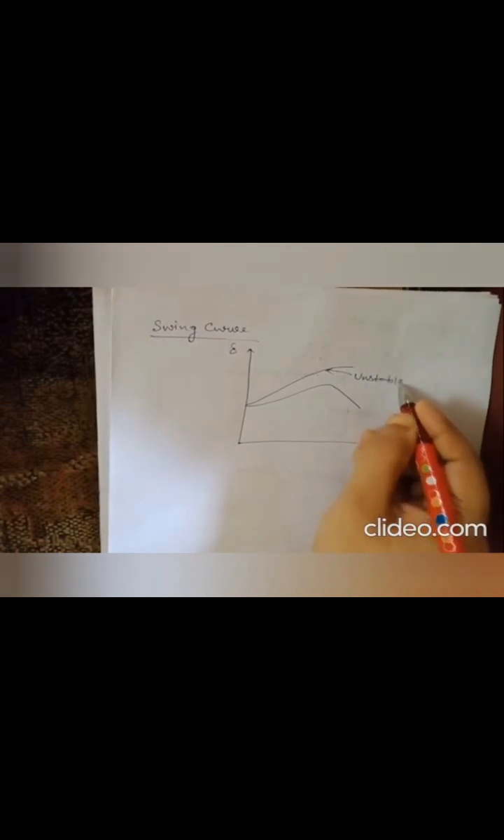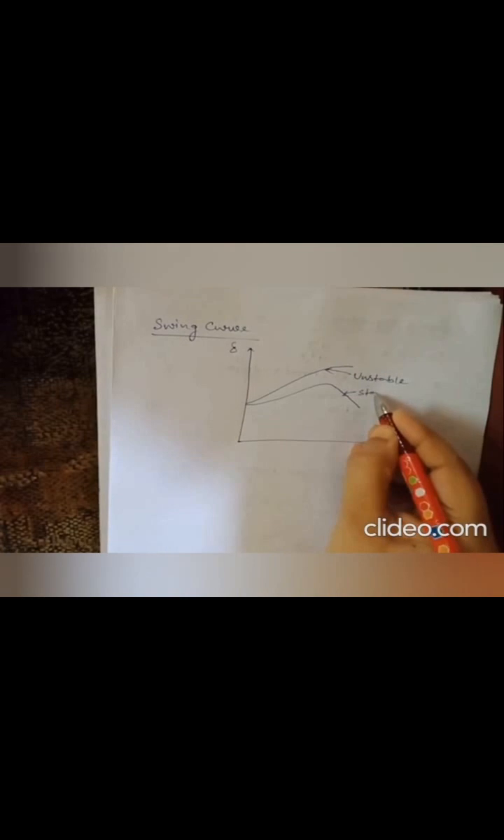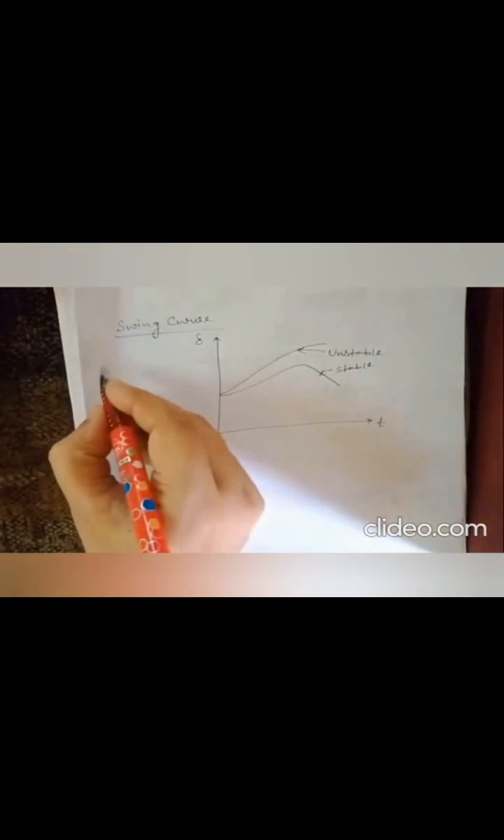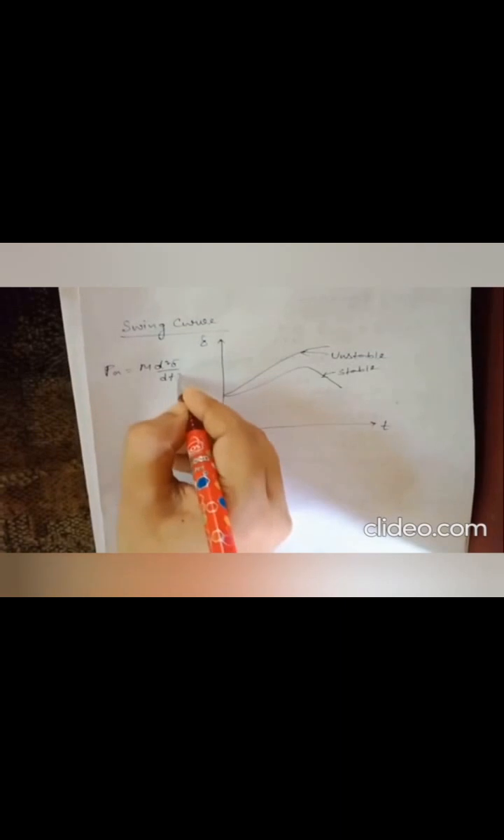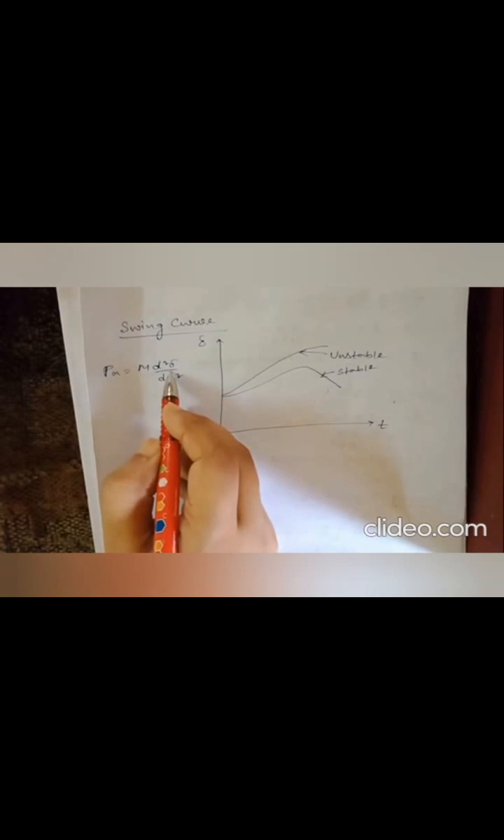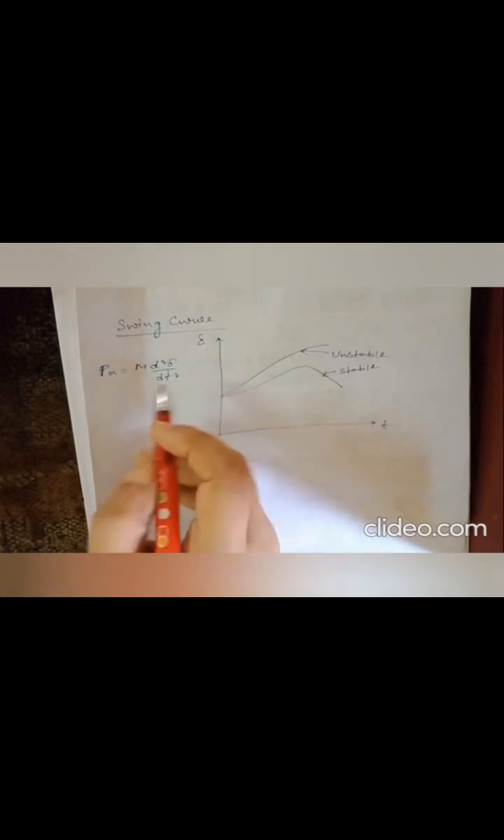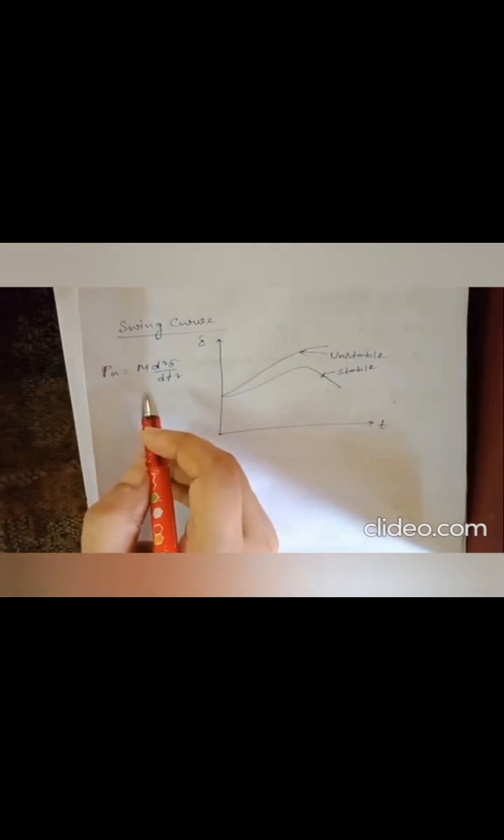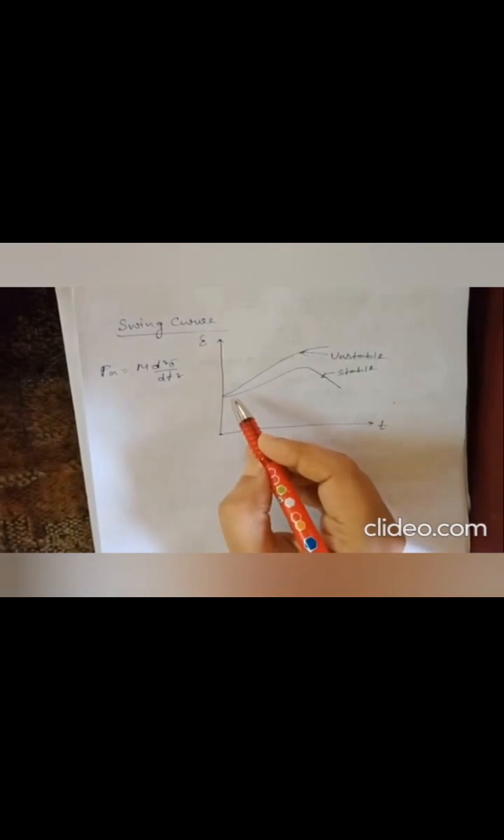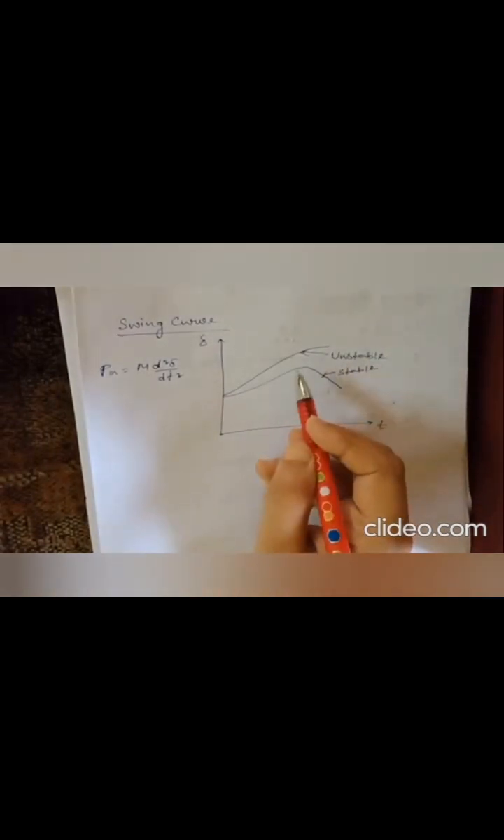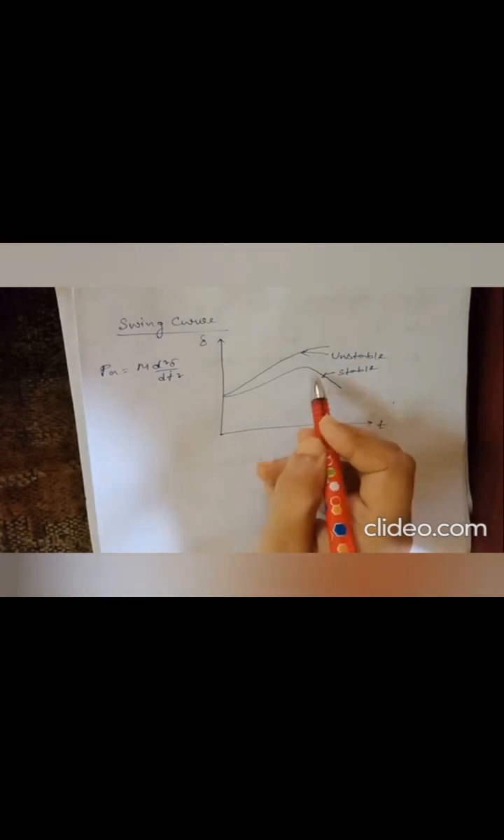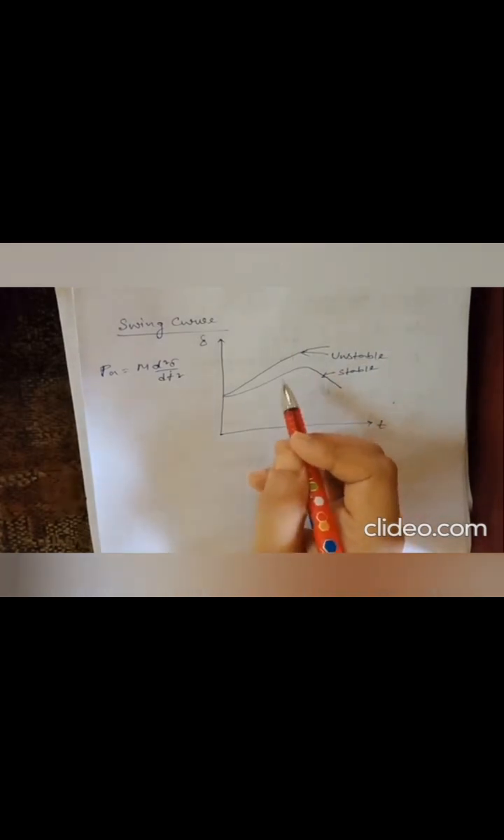Unstable and this is stable. We know the swing equation: Pa equals M d²δ/dt². Now the solution of the swing equation gives the variation of δ in electrical radians with respect to time in seconds. The graph when plotted is called a swing curve. It provides information regarding stability. If delta increases continuously with time, the system is unstable, while if delta starts decreasing after reaching a maximum value, then the system will remain stable.